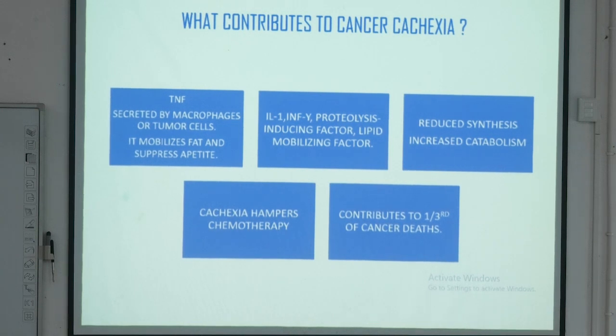Then reduced synthesis and increased catabolism. The normal constituents, for example protein and fat, are not synthesized. The synthesis is reduced and there is increased catabolism. The patient becomes more and more cachectic, more and more thin and emaciated. From normal, the patient gets into a pathologic state. Physiologically, the balance shifts towards pathology. The person is not normal anymore.